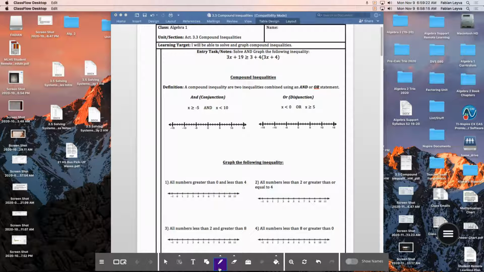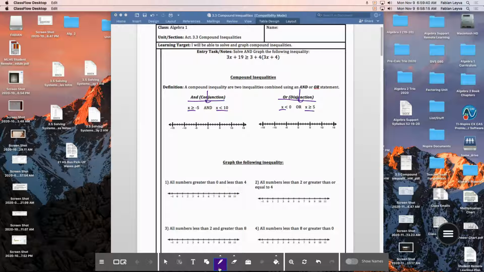All right, so let's start with what are compound inequalities. Now, a compound inequality is just two inequalities combined with an and or an or statement. If you see at the bottom here, I have an and statement and I have an or statement. I have two inequalities, each combined with an and or an or.